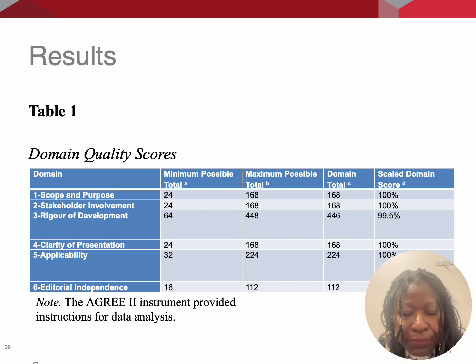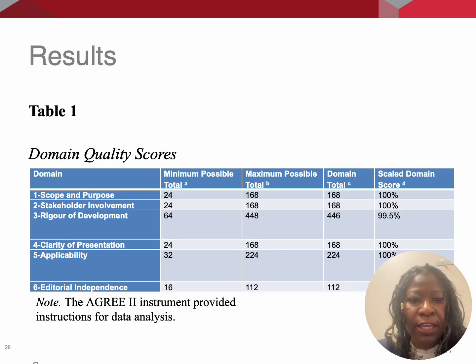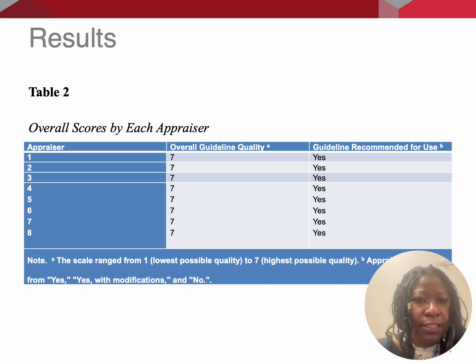So let me go back. So this is the table that shows the domain quality score, minimum possible total score, and its values. And the maximum possible totals were in this column right here. Domain totals were all recorded in this column, and the scaled domain score in percentage was recorded in this column. All right. And this is the table showing overall score by each appraiser. It was 8 of them.